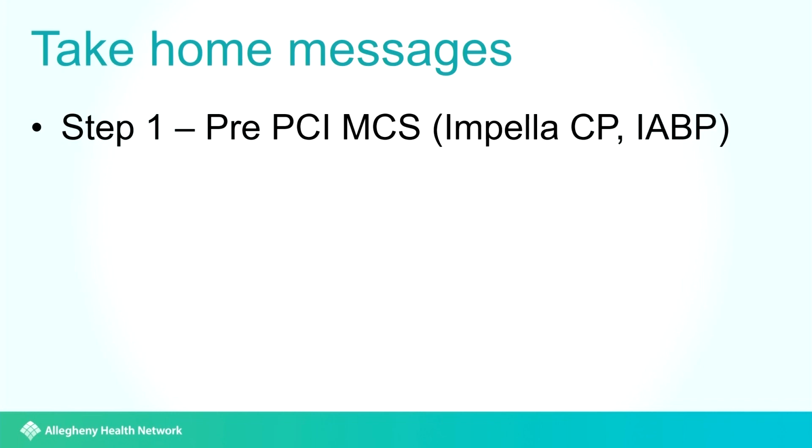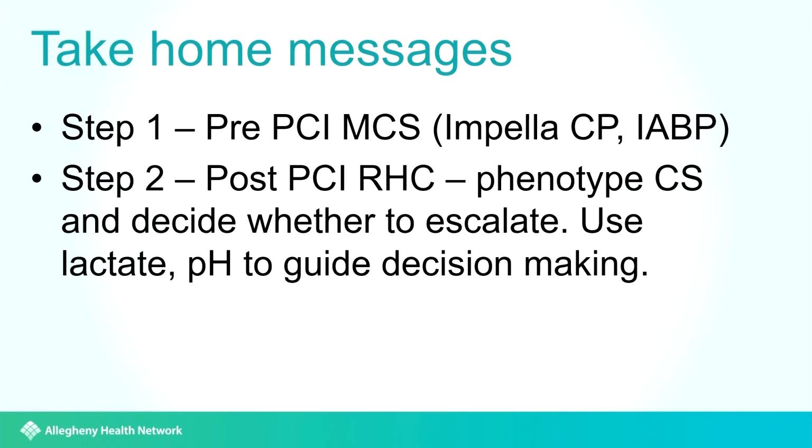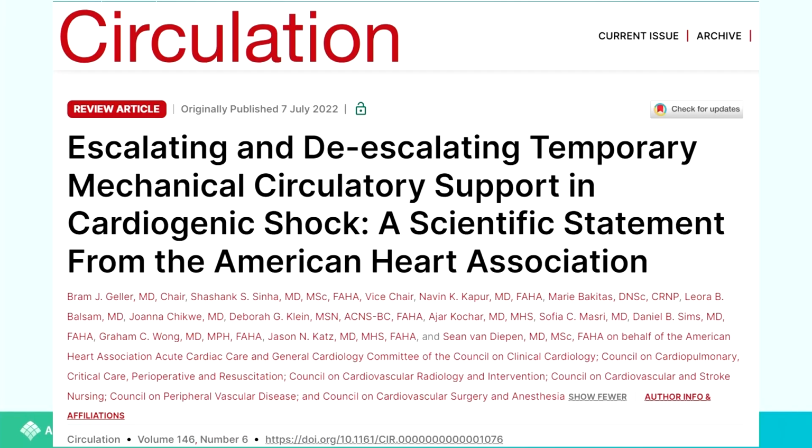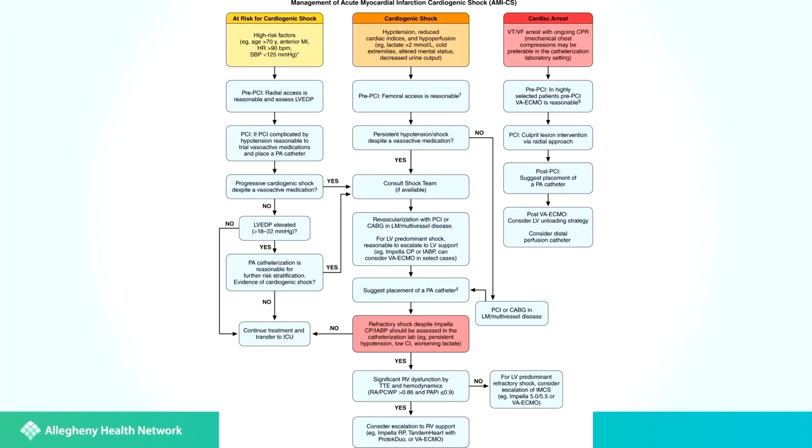So the take-home message is, step one, pre-PCI MCS, preferably via femoral access, so we can get an idea of the vasculature. The angiogram tells us what the cardiac output is, and the LVEDP tells us whether the patient is in LV shock or not. Then the post-PCI right heart cath is important to phenotype whether the patient is adequately supported or not. If inadequately supported, is it an LV or a BiV failure? Then we can plan the escalation based on that. There is an AHA Circulation document which talks about the escalation and de-escalation strategy. There is a flowchart or algorithm, if you focus on the middle, where it talks about patients with cardiogenic shock and how we can go step by step in escalation. Thank you.